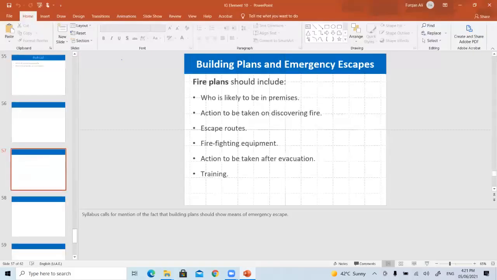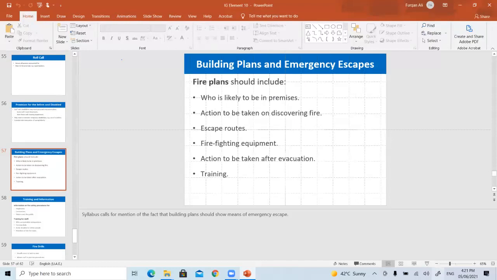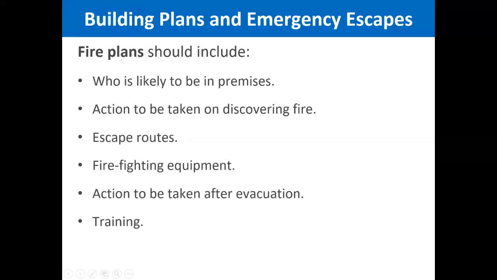Okay, building plans and escape routes are also quite important. So plans, developing a plan is very, very important. And in order for you to develop an emergency plan or a fire plan, you need to identify who is likely to be in the premises. You need to decide on the actions to be taken in case of fire. You need to identify the escape routes in the emergency plan. You need to mention what actions are to be taken after evacuation, and you need to give training as well.